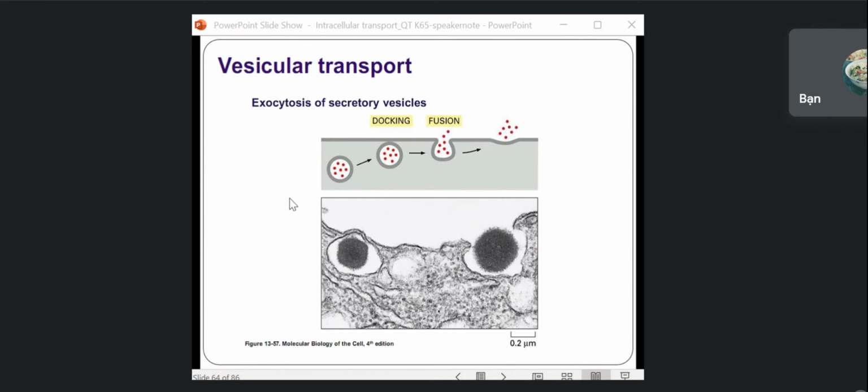The lower image is an electron microscopic image illustrating two vesicles. One vesicle just comes close to the plasma membrane, and the other vesicle has already successfully fused with the plasma membrane. And the dark clump here is secretory protein and other molecules, and these molecules will be sent out of the cell.